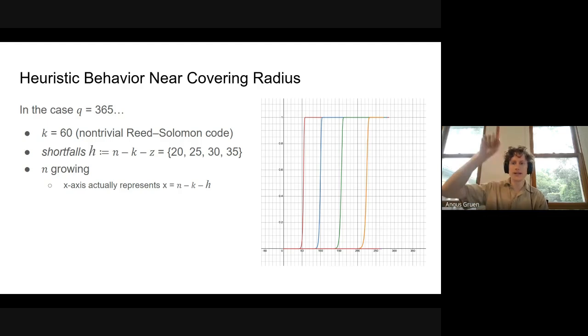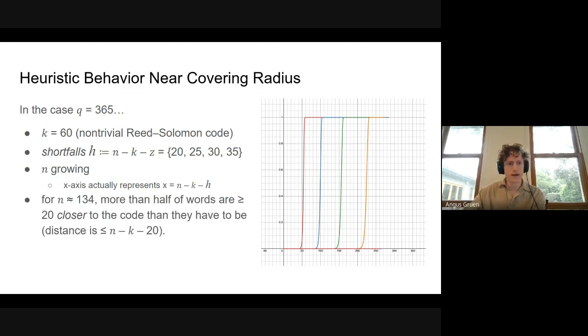And so trying to estimate where this step is is a very good indicator for where these random techniques are going to start working. In particular, if you stare at this graph, you can see n is 134, and note here, as opposed to the last case where we had to take n up to like 300, here n's only 134, but most words are more than 20 close to the code. And here 20 compared to 365 is a reasonably high percentage.